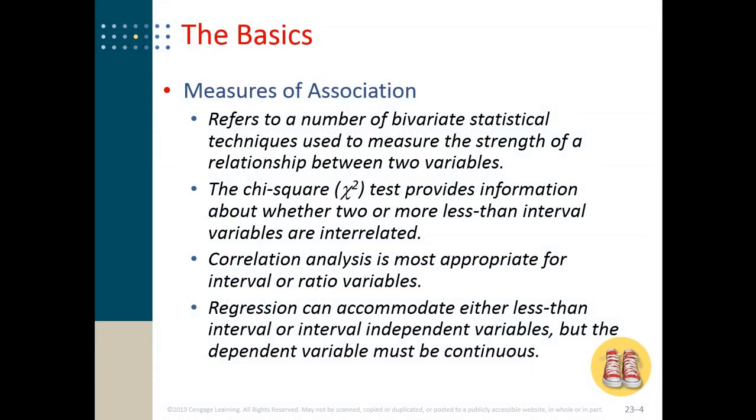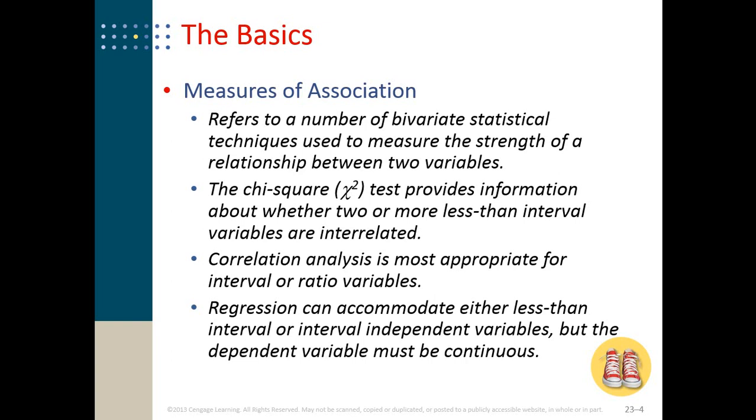So we start with the basics, measures of association. What do we mean by measures of association? Measures of association are the statistical techniques that measure association between two variables. When we say association between two variables, we actually mean the strength of relationship, or the degree of the association, and the direction of relationship.